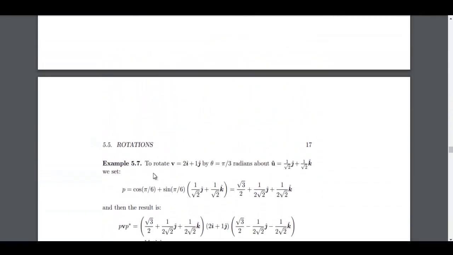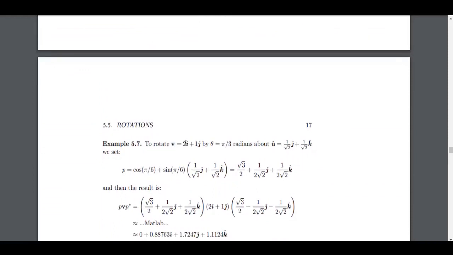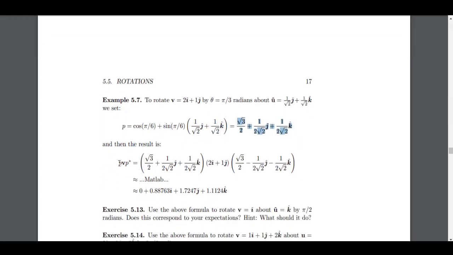And we have here an example. For example, in order to rotate the vector b equal to 2i plus 1j, or the point 2i plus 1j, by the angle pi divided by 3 radians about the normal vector u, we set p equal to cos of pi divided by 6 plus sine of pi divided by 6 times the vector u, which is equal to this expression. And then we do the following: p times b times p conjugate, and we have a lot of operations, so we use MATLAB, and then we get this point or this vector.